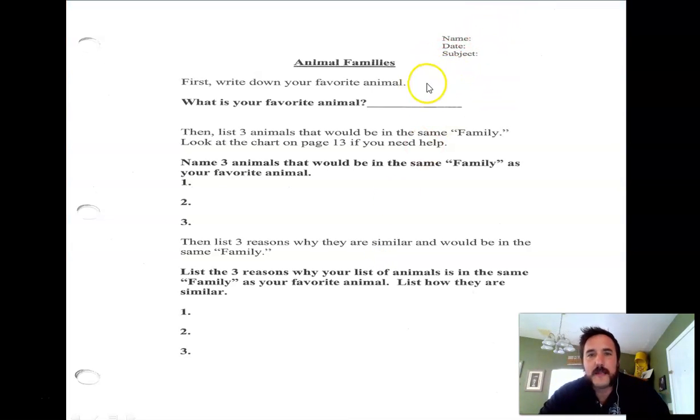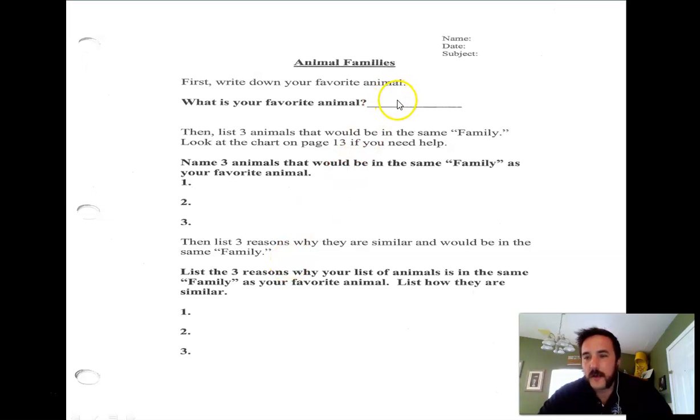Okay, please remember to put your name on top and starting off easy. What's your favorite animal? If it's a horse, put a horse here. If it's a lion, put a lion. And then, this is where you've got to think like a scientist. Name 3 animals that would be in the same family as your favorite animal. If horse here is your favorite animal, don't put a bear. They're not in the same family. If dog is your favorite animal, don't put a bird. Not in the same family. Okay, think of animals that are similar to it, that have the same characteristics, not exactly the same, but have similar things, and then list right here why they are similar.